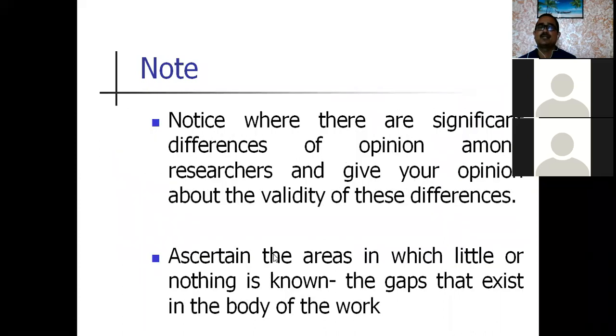This is very important. Notice where there are significant differences of opinion among researchers, and give your opinion about the validity of those differences. Sometimes some differences may be there. Review of literature is not a general description of the previous researches, but you have to give your opinion about the research. Then only can we accept that it was critically examined.